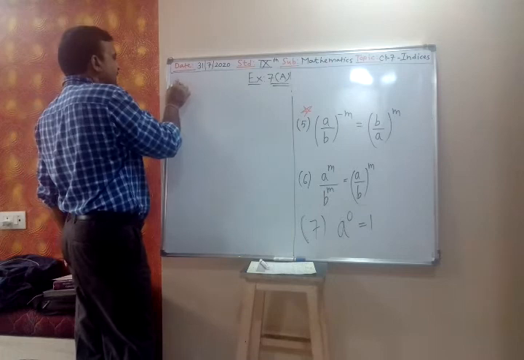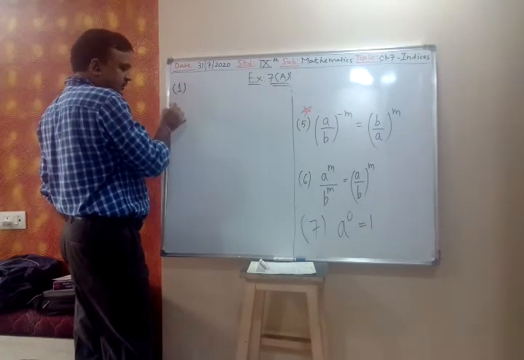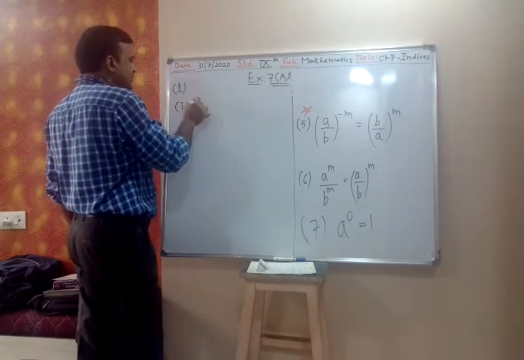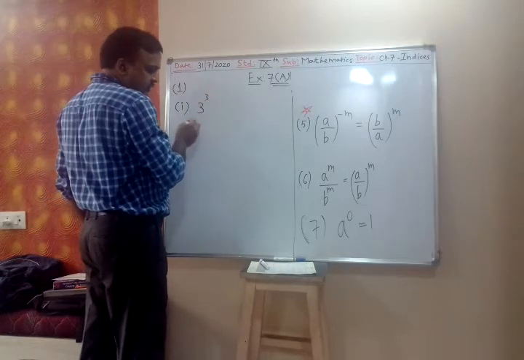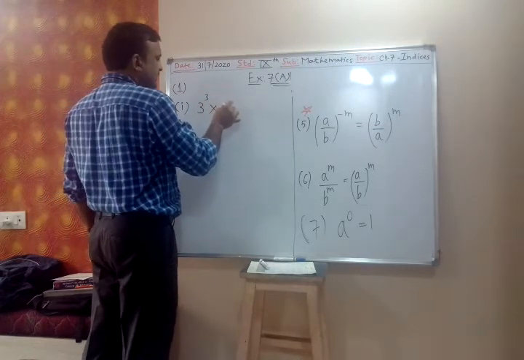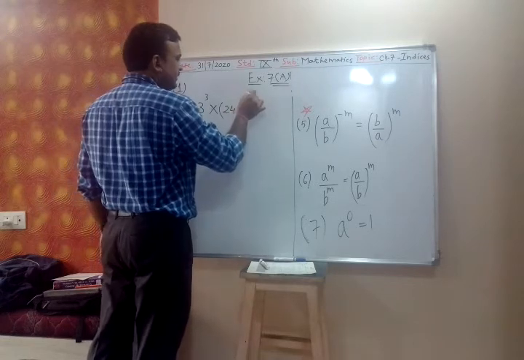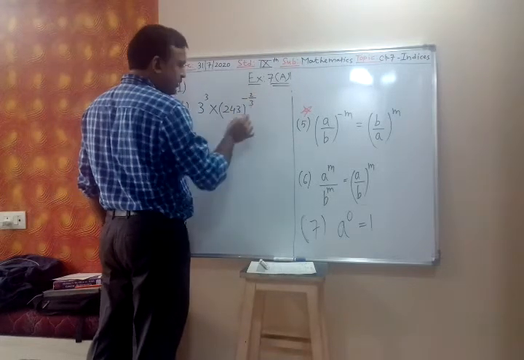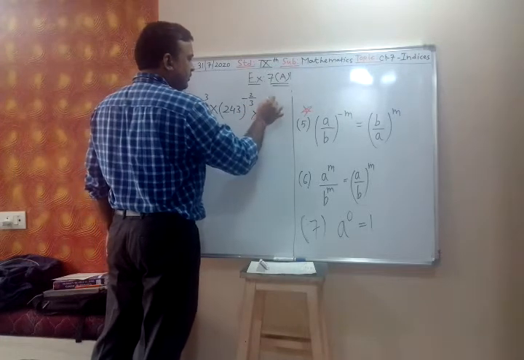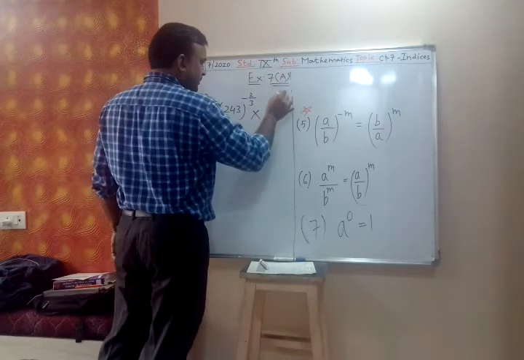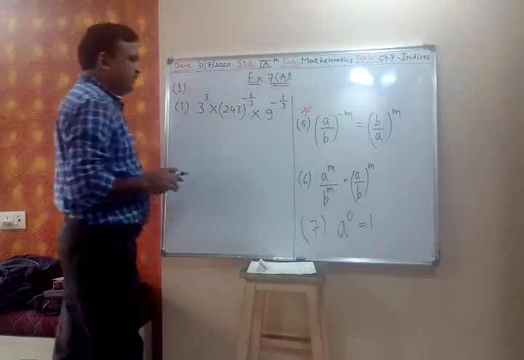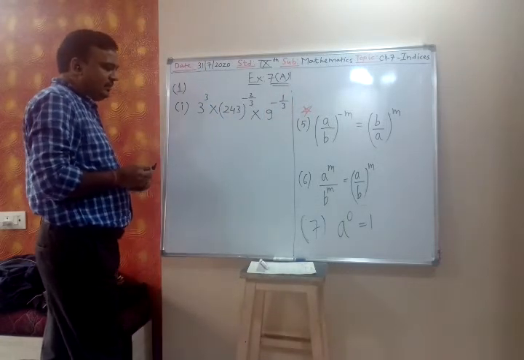7a, first one. Let us solve this. We have 3 raised to 3 into 243 raised to minus 2 by 3 into 9 raised to minus 1 by 3.